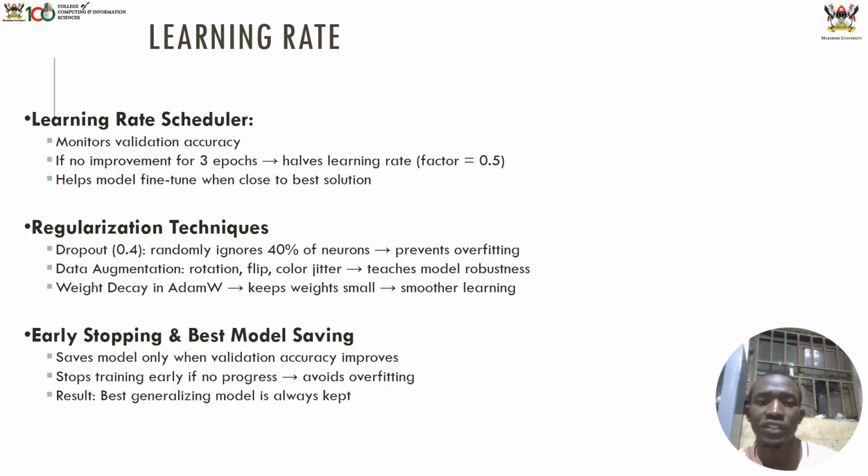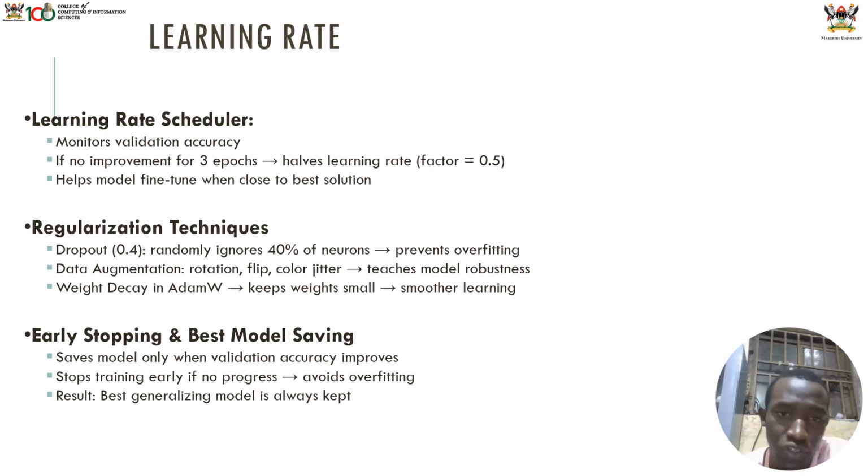The learning rate scheduler monitors the validation loss during our training. So if there is no improvement between three consecutive epochs, the learning rate is reduced by half, and this helps the model to slow down the learning as it approaches the optimal solution. As a result, the model can fine-tune weights more precisely and then also avoid overshooting.